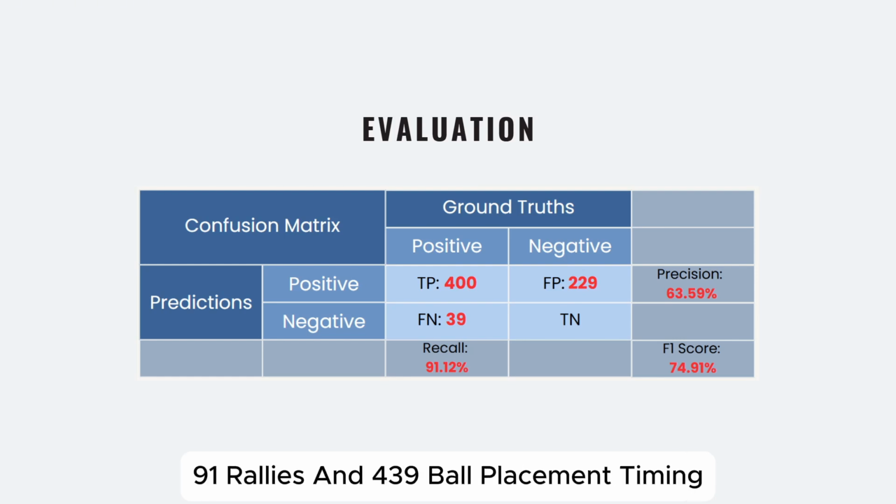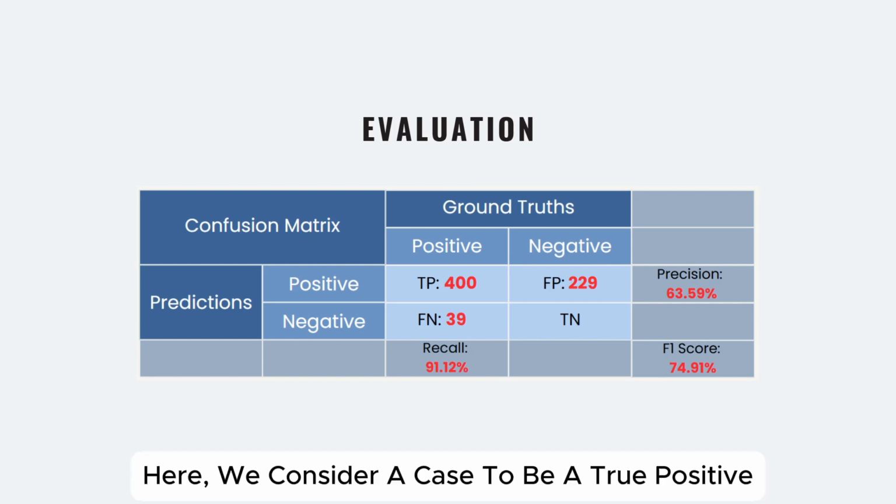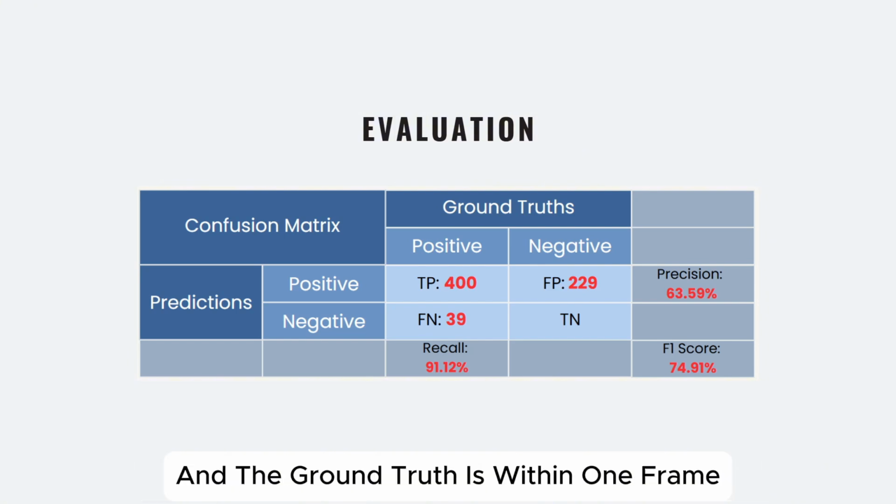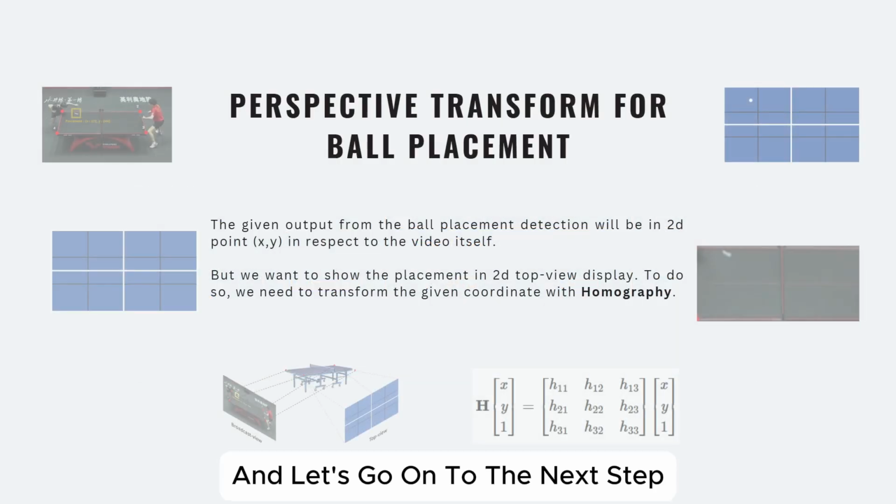Now, for the evaluation of the ball placement detection, we labeled match data that consists of 91 rallies and 439 ball placement timings. Here, we consider a case to be a true positive if the difference between the predicted timing and the ground truth is within one frame. And let's go on to the next step.